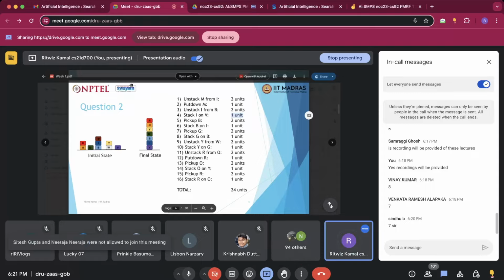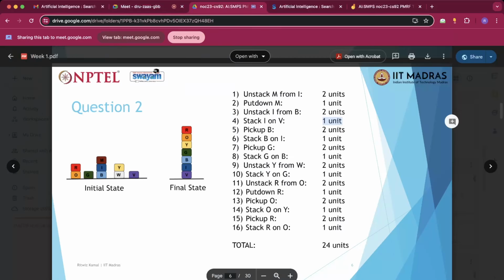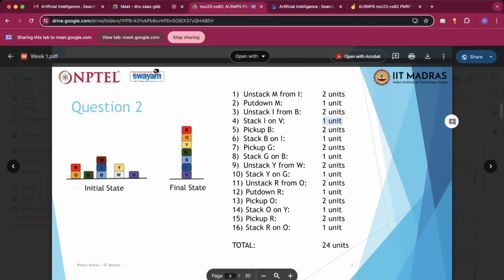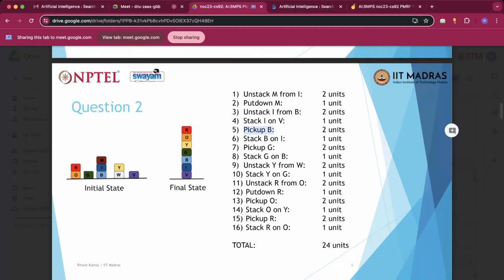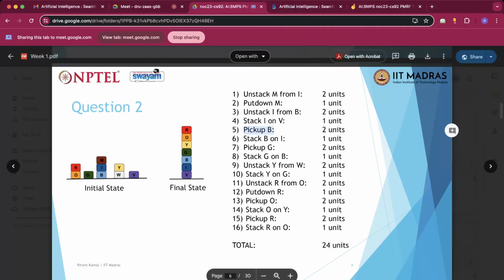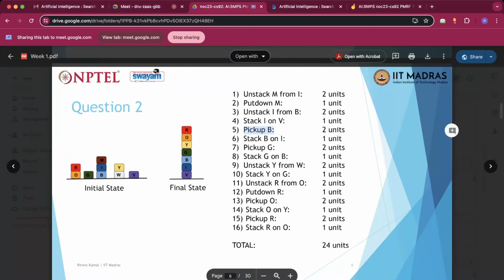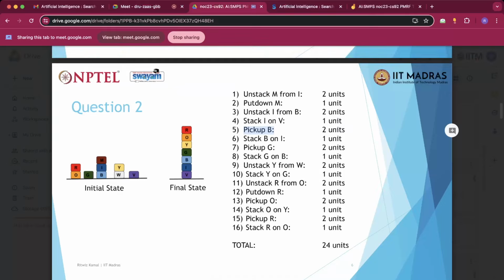Okay, that's good then. So we have V and I as of now, right? Now we want B on top of I, right? So in order to do that, we will pick up B. Remember, there is nothing on top of B right now because we have removed M. We have already placed I on top of V. So B is empty. Nothing is there on top of B. So we will just pick up B and then stack it on top of I.